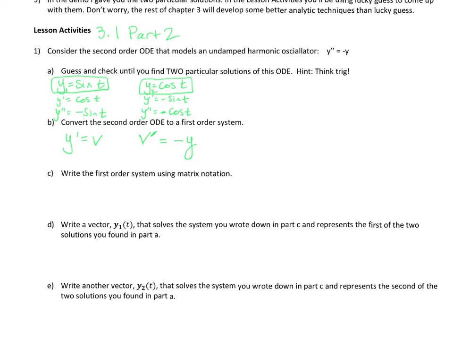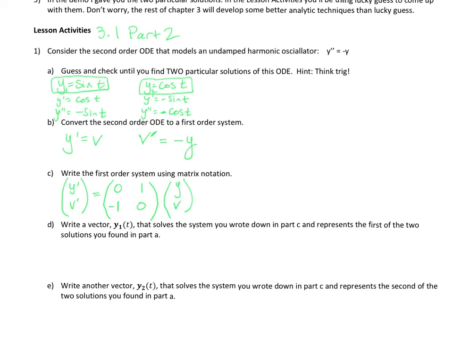Okay, write the first order system using matrix notation. So we have y prime, v prime in a vector equals our ABCD coefficient matrix times y, v. And I want my first equation to be 0y plus 1v. So I've got a 0 and a 1. And then my v prime equation is just negative y, so negative 1 and 0 v's.